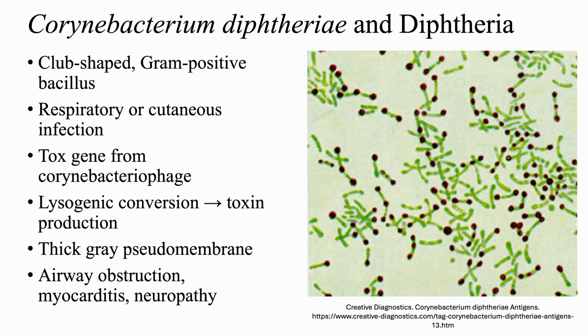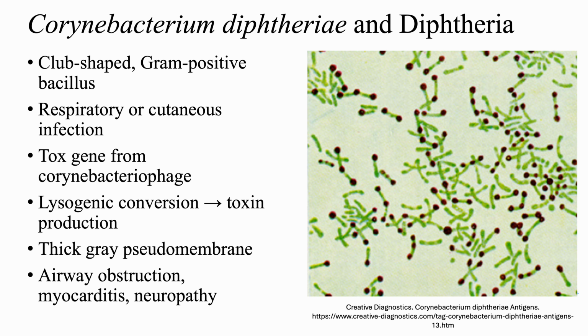The toxin production depends on whether the bacterium has been infected by a beta Corynebacteriophage that carries the tox gene. When this phage integrates into the bacterial genome, it can convert a non-toxin producing strain into a toxin producing strain. This process is called lysogenic conversion.